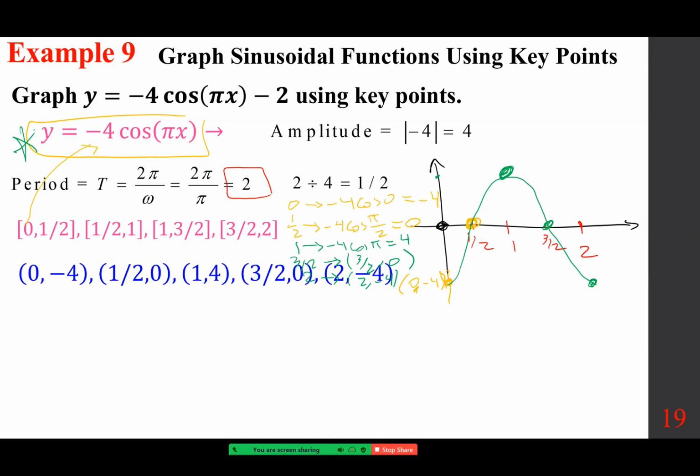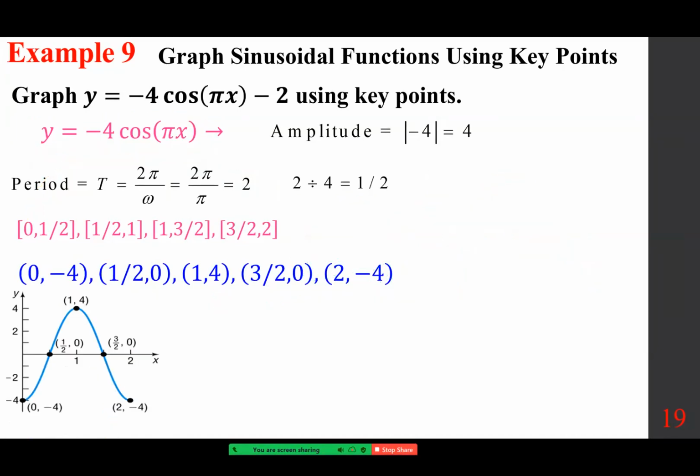Now, -2 means what? Means every point comes down by 2. So 0, -4 now becomes 0, -6. 1/2, 0 becomes 1/2, -2. So all of these y coordinates go down by 2. So this goes to -6, this goes to -2, this goes to 2, this goes to -2, this goes to -6. Okay, that's the concept. So let's quickly do that.